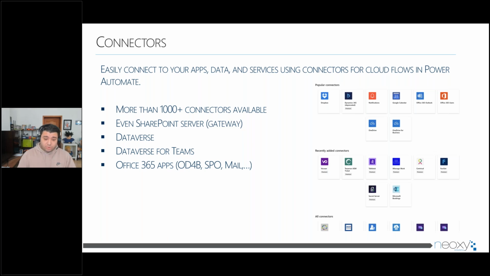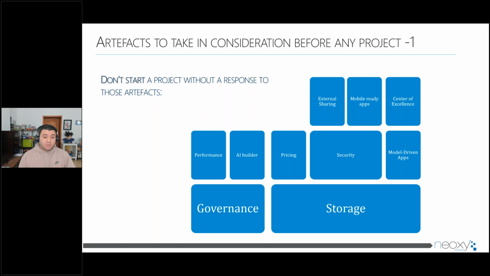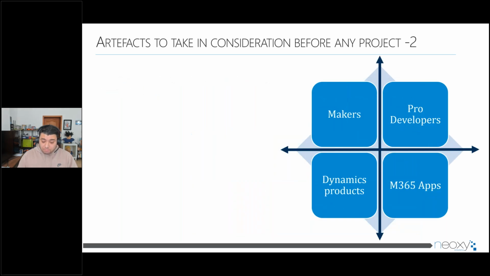But connectors are very important. And tomorrow, when you start your projects, from all the projects I've been doing within Power Apps, those are the facts that you need to discuss with anyone in the organization, from external sharing to the center of excellence, to performance, to pricing, to security, and so on. But 2 things are very important: the governance as well as the storage. The storage is going to play a very big role in any project you would have with Power Apps. And today we're going to see that, because any decision you take will determine the route on where you should go.